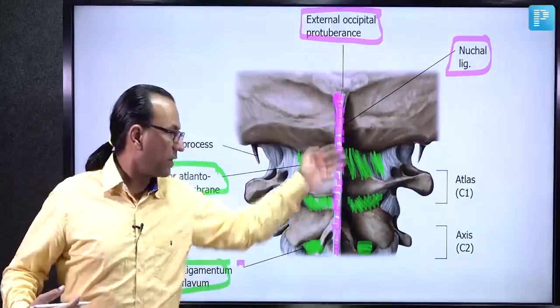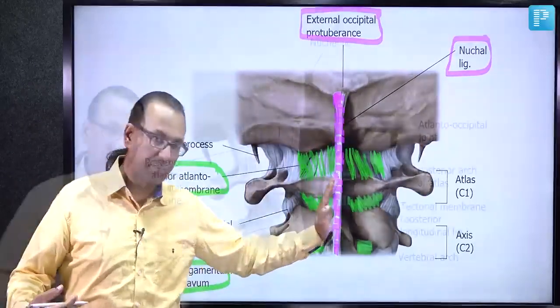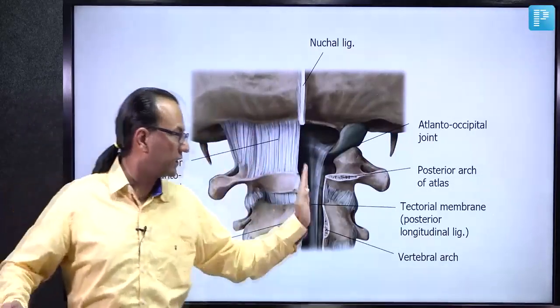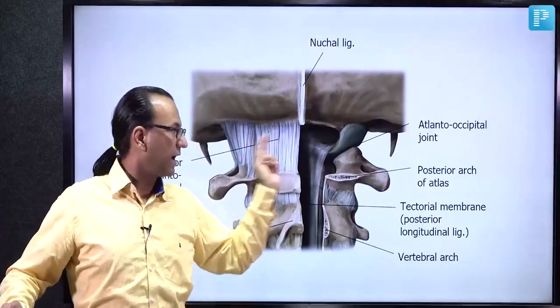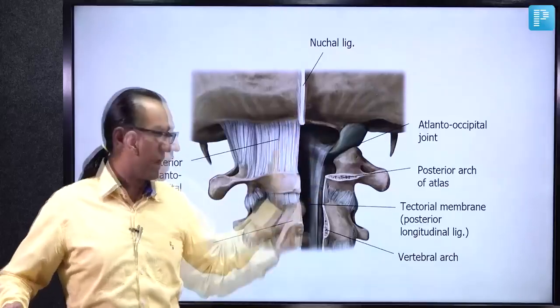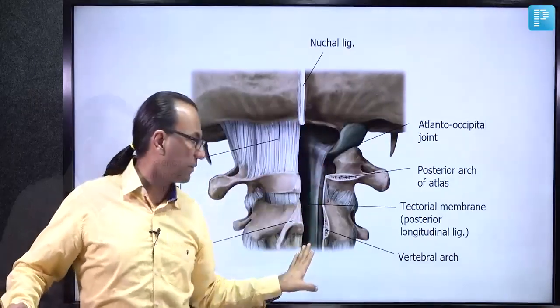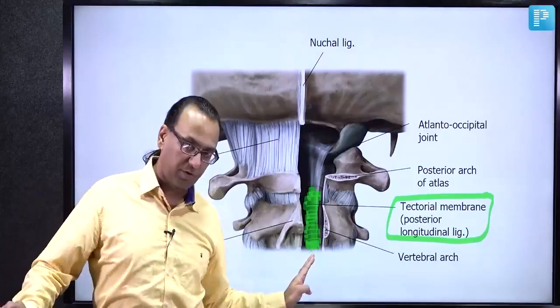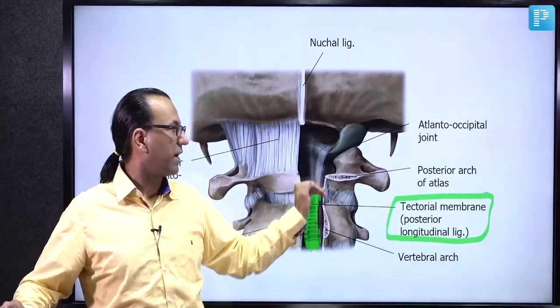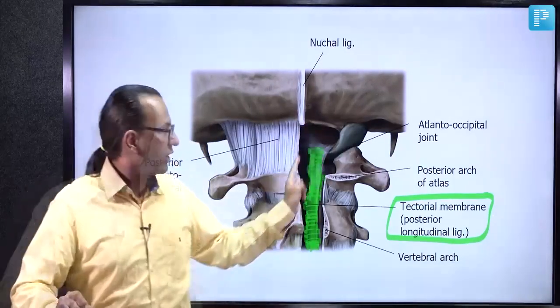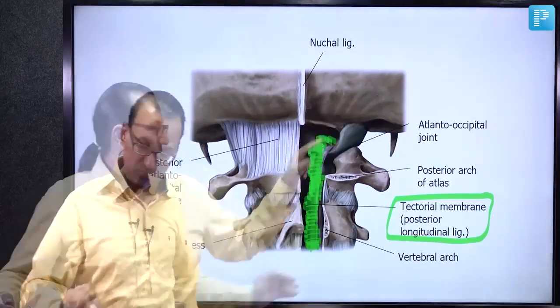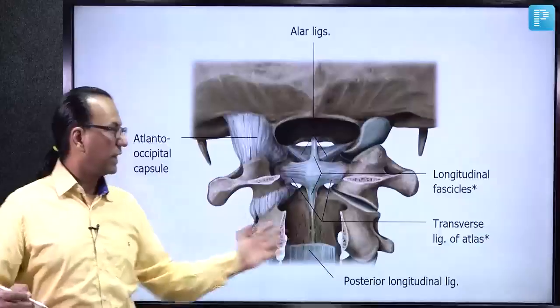Now let us remove these ligaments and go still deeper. As we have cut the nuchal ligaments and the posterior atlanto-occipital membrane, we can see the vertebral canal. There you will have the spinal cord, which we have removed, and in front of the spinal cord you have a ligament called the posterior longitudinal ligament behind the body of the vertebra, but as it enters the foramen magnum, it is renamed the tectorial membrane, which attaches to the inner aspect of the occipital bone.